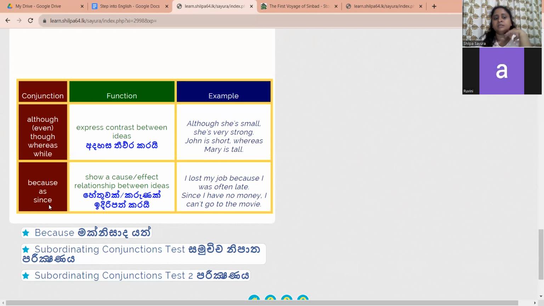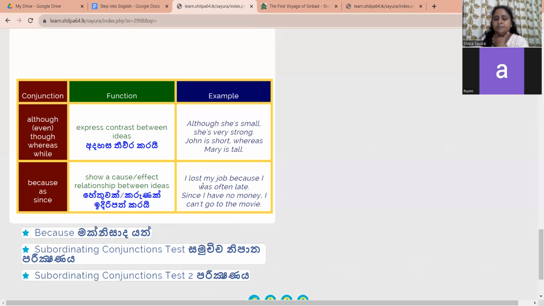And because, as, since: these conjunctions also show a close cause and effect relationship between ideas. යමක් සිද්ධ වුණාම ඒක හේතුවක් කොටගෙන සිදුවෙන තවක් සිදුවීමක් පෙන්වන්න, හේතුවක් කරුණක් ඉදිරිපත් කරන්න අපි because කියන එක use කරනවා. as, since කියන වචන දෙකත් එහෙමයි. because කියන එක නම් දන්නවා. as, since ත් ඒ වගේමයි. because use කරන්න නැති තැන් වල මේවා use කරන්න පුළුවන්.